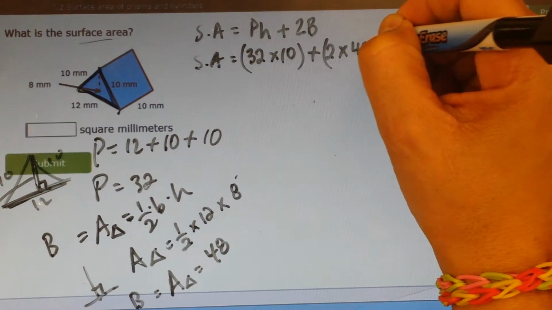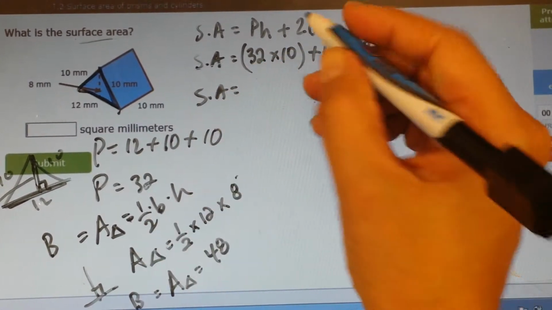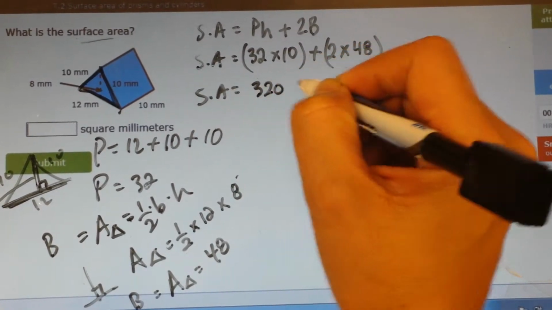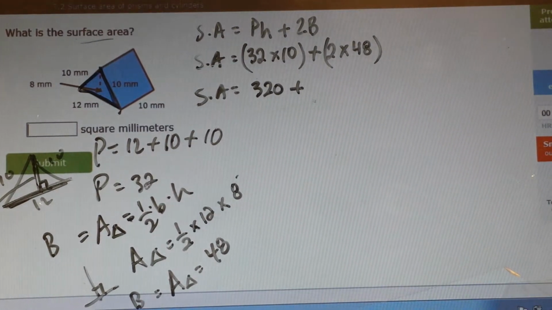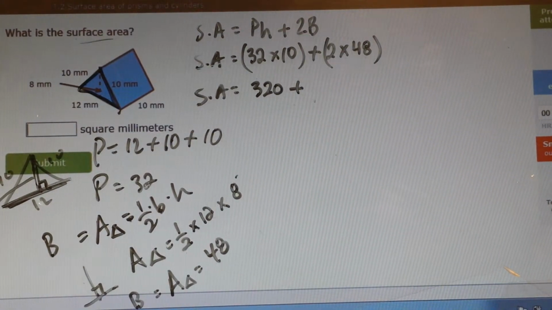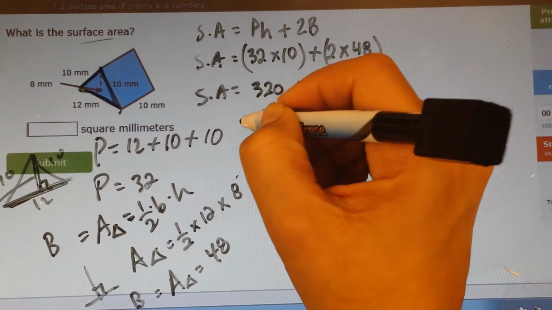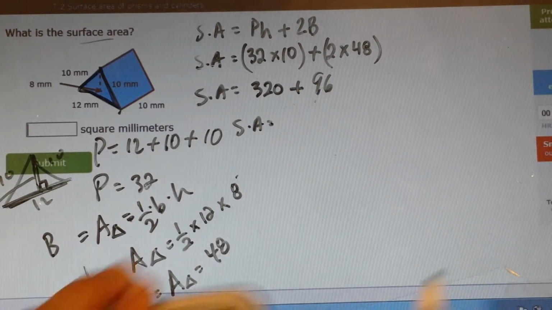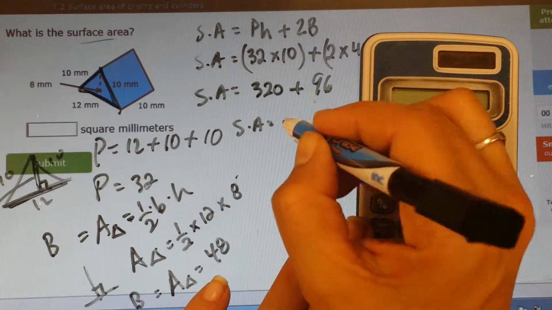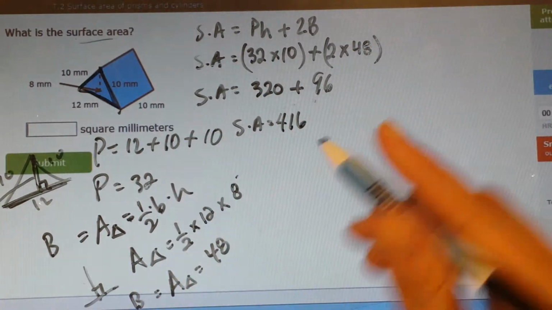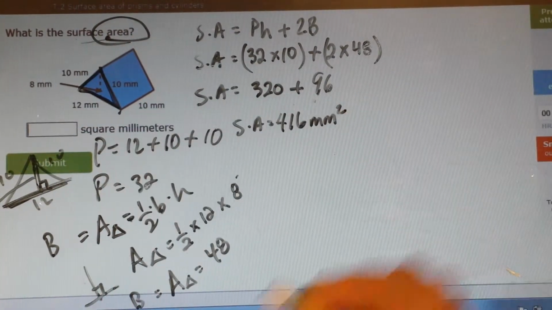So 2 times 48. Once I have it right here, you just simply punch it in the calculator. 32 times 10 is 320, plus 2 times 48 is 96, I want to say. 96. Okay, and punch that into the calculator. So 96 plus 320 equals 416. Okay, and my units are millimeters. Again, because it is area, it is always going to be squared.